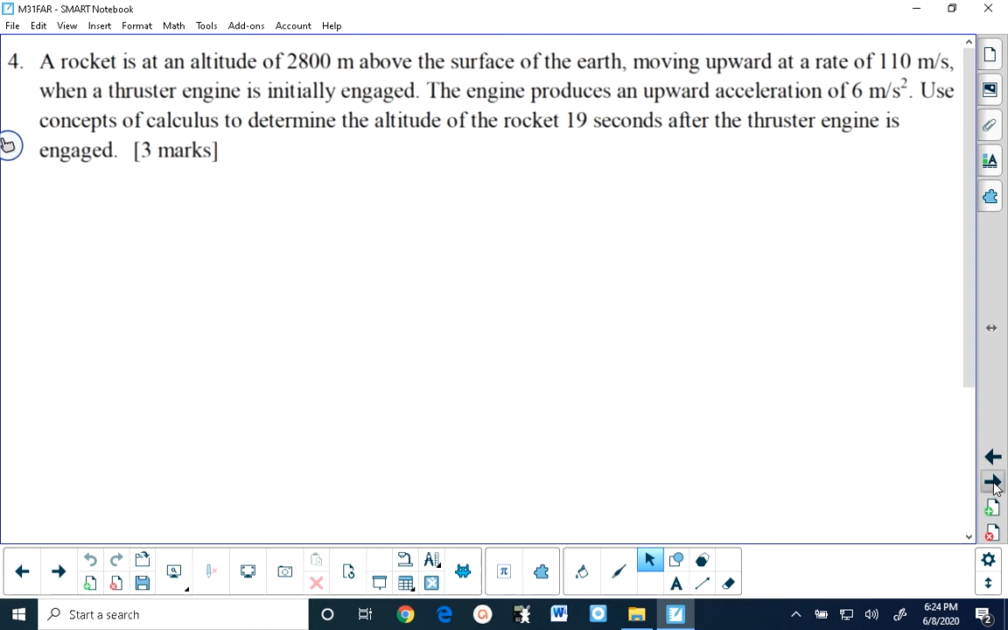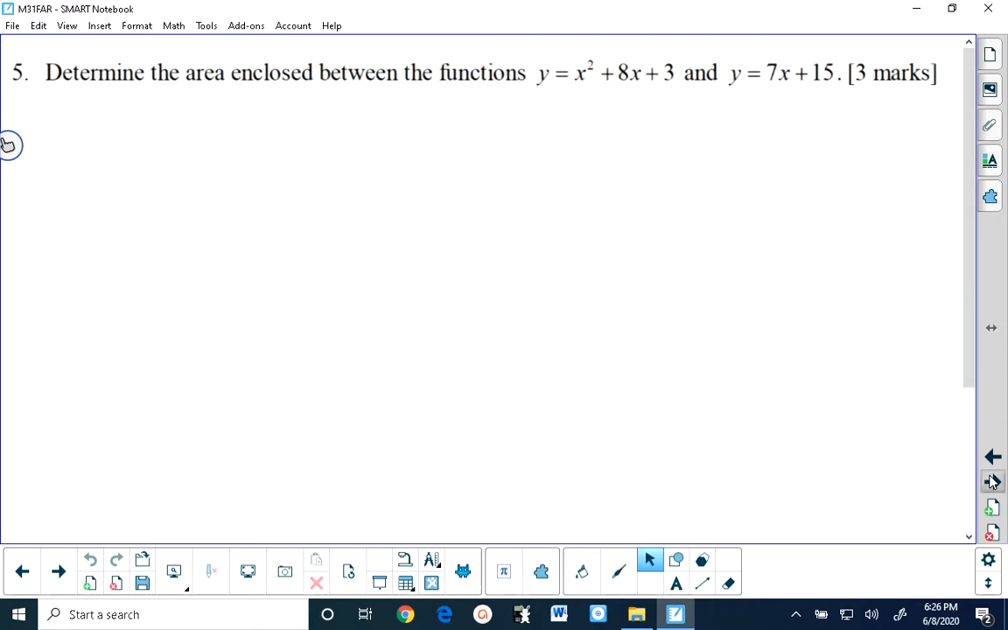Number 4 is asking you to tie together concepts of acceleration, velocity, and position. The position in this question is actually an altitude above the surface of the Earth. What you're going to have to do is use the acceleration to determine a velocity function, and use the velocity function to determine an altitude function or a position function, so that you can determine the altitude at a particular time. This is something that we just studied probably 2 weeks ago.